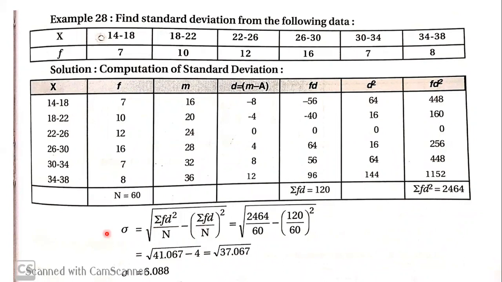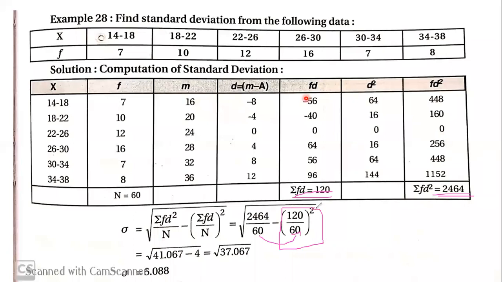Now let's just put all these numbers into the formula. Sigma is equal to root of sigma FD square by n minus sigma FD by n whole square. This is the formula. So sigma FD square for us is given as 2464. This is the value that I have taken here, and n value is 60, minus sigma FD is 120 divided by the same n value 60, whole square. Again, here it is whole square.